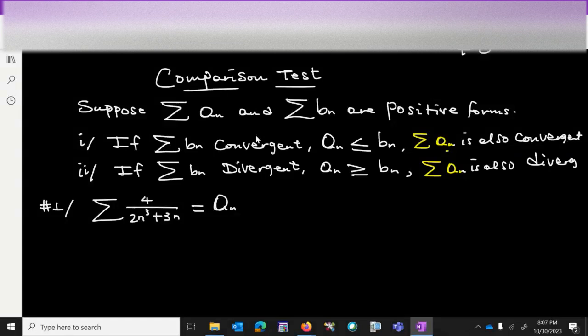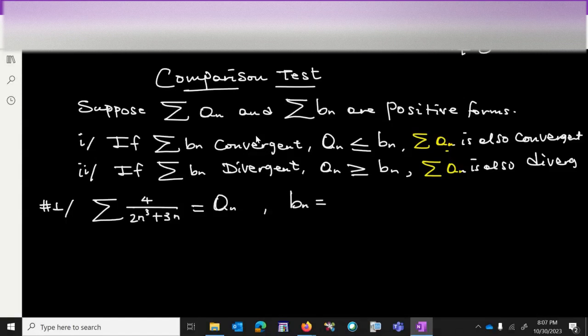The original series is just a sub n. But in the rules, I see b sub n. So one can ask where I can get b sub n, since I have only a sub n. That's not difficult. b sub n is derived from a sub n. We're going to find b sub n from this one.